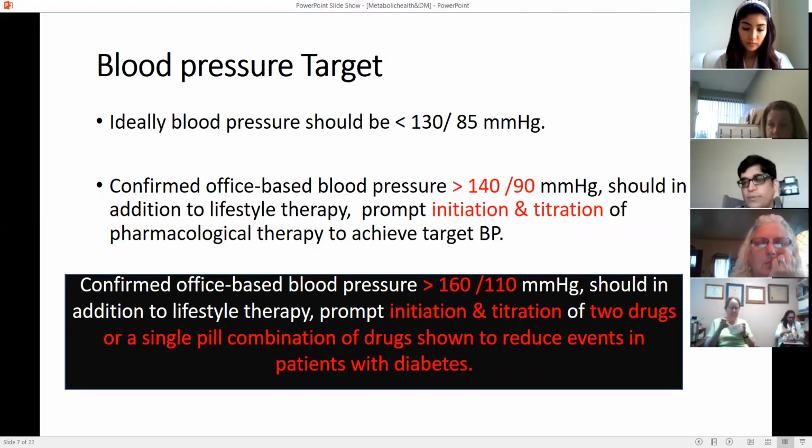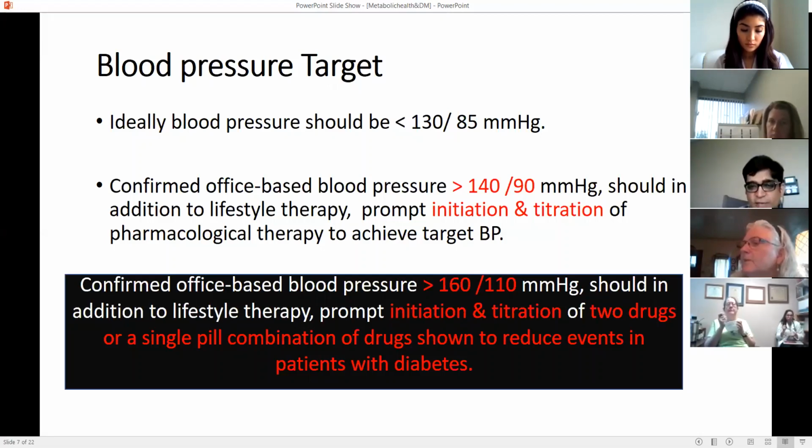So if you have a confirmed blood pressure in the office setting which is more than 140 systolic and 90 diastolic, then, of course, in addition to lifestyle therapy, we should either initiate treatment or titrate the pharmacological therapy to achieve our target. Like this patient that we had discussed, his blood pressure was, I think, 145. So clearly a little high on a low dose of lisinopril, 10 milligrams. So if you're seeing this patient, then you can ask them to check the blood pressures at home more often, and then maybe consider increasing the dose if the patient is tolerating and not having any dizziness. So again, the target is less than 130, 85, lower is better.